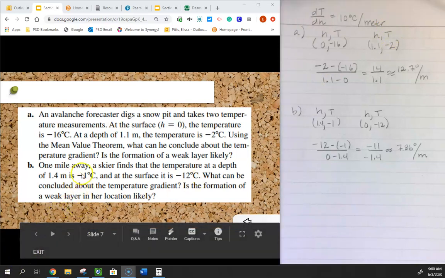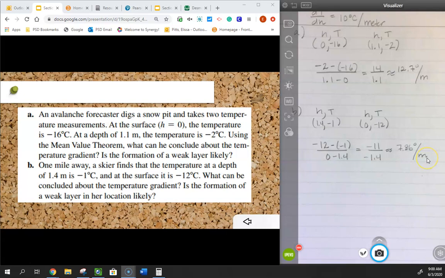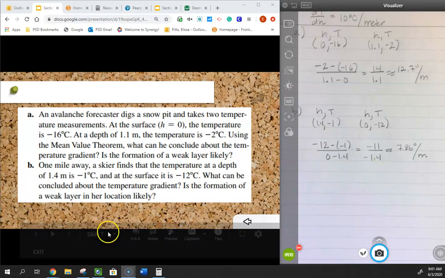As opposed to part B, where we do the same calculation, we get 7.86 degrees Celsius per meter. Now, what the mean value theorem tells us is that there has to be a point where that gradient reaches 7.86, right? But it doesn't tell us that there has to be a point that it reaches 10. And so this is tricky. You might say that, well, there's definitely not a place where it reaches 10 degrees Celsius per meter. But you can't really say that because the mean value theorem doesn't tell you that it doesn't reach 10 degrees Celsius per meter. It just tells you that it has to reach this 7.86 degrees Celsius per meter.